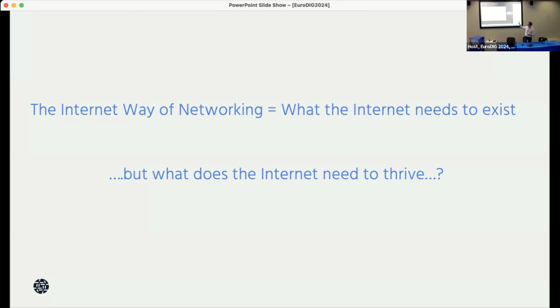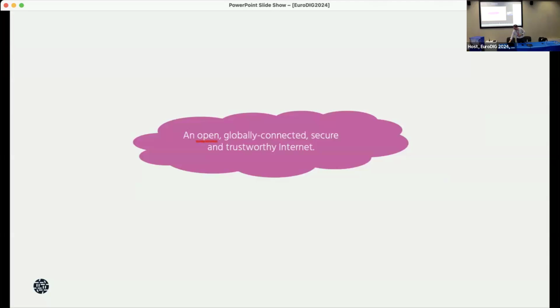In order to have those ideals or that thriving state of the internet, you might need to think about it through a different set of lenses. And this is where our second document comes in. That second document tries to articulate what it means to have an open internet, a globally connected internet, a secure and trustworthy internet. So again, the internet way of networking document tells you what makes it the internet, and this next document helps you understand what makes an open internet, what makes a globally connected internet.